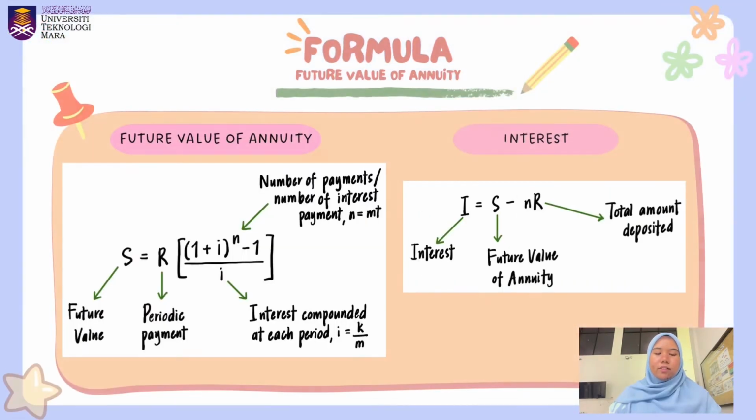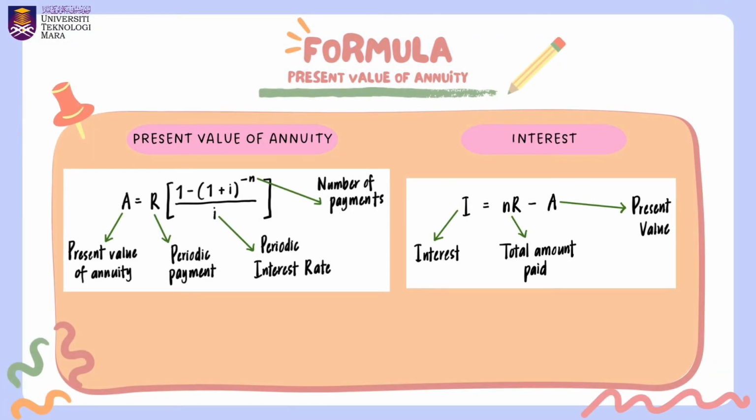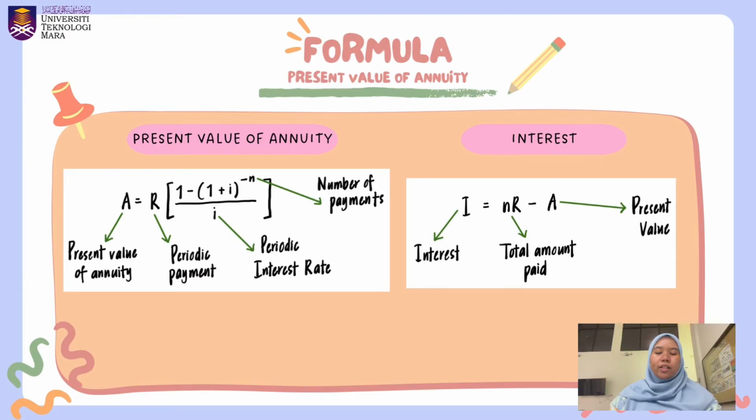There are 2 formulas for future value of annuity. The first one is for future value of annuity, and the second one is interest. For present value of annuity, there are two types of formula. The first one is present value of annuity, and the second one is interest.